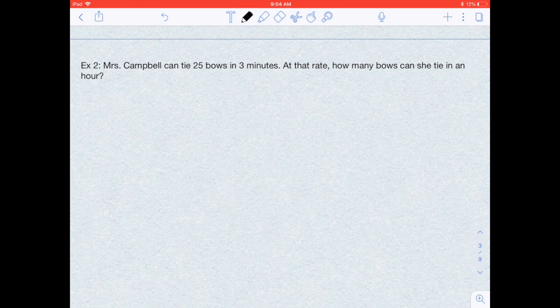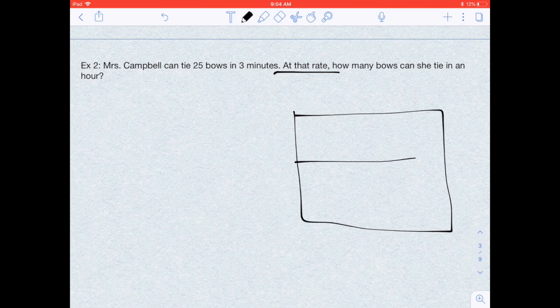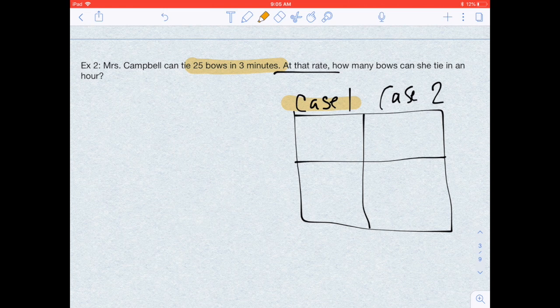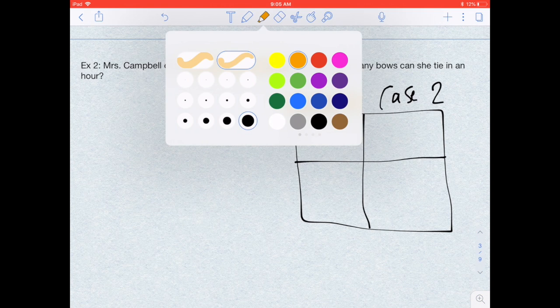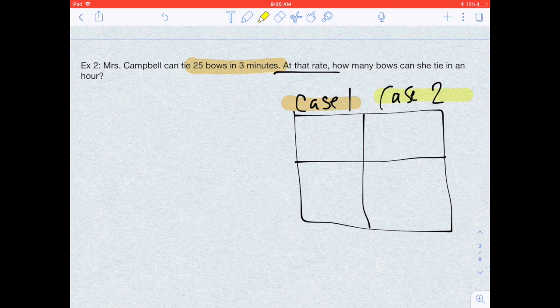Example 2. Mrs. Campbell can tie 25 bows in 3 minutes. At that rate, which means I'm doing a ratio box most likely, how many bows can she tie in an hour? So I go ahead and set up my ratio box, but we're going to use case 1, case 2, because it doesn't give us an actual ratio. It gives me 2 sets of numbers. First set is 25 bows in 3 minutes. That's case 1. And then case 2, how many bows can she tie in an hour?